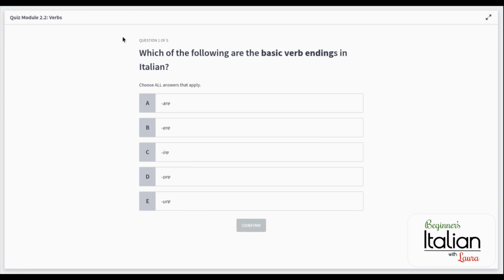Number 1. Which of the following are the basic verb endings in Italian? Choose all answers that apply. A. Are. B. Ere. C. Ire. D. Ore. Or E. Ure.